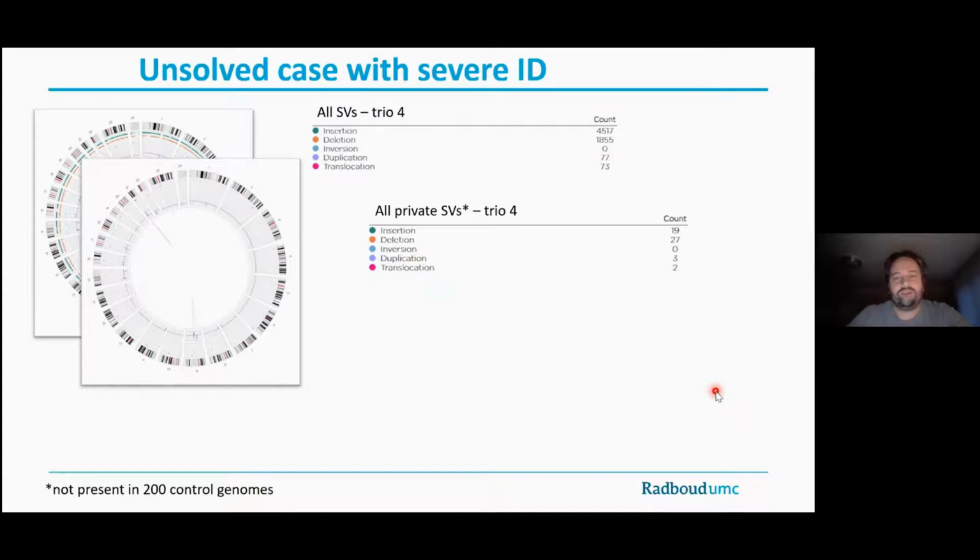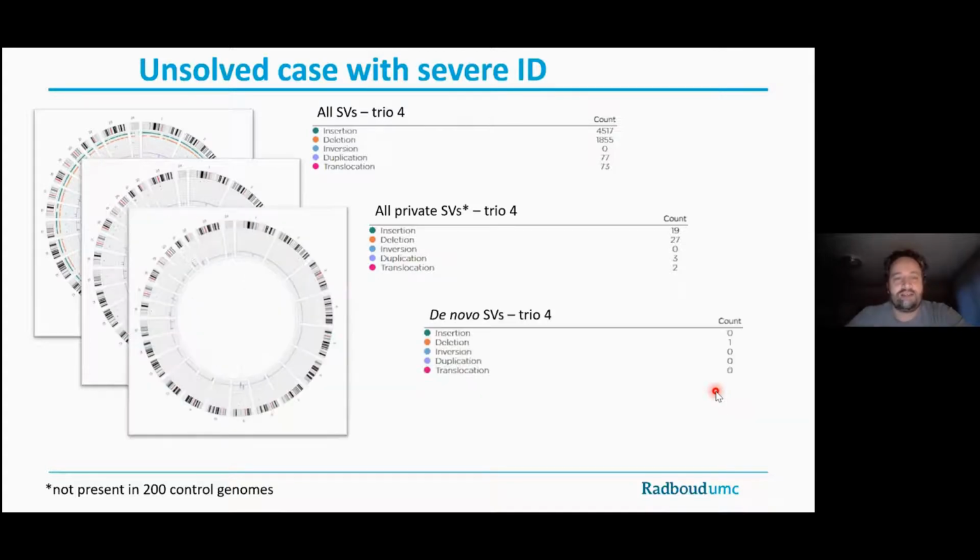But then, if we use parental samples in addition, we can just click once more and look for all the variants that are not present in mom and dad. And in this case, that was only exactly 1 aberration, 1 deletion that is seemingly de novo. Before I show you details of this 1 deletion, I just wanted to make 2 important points.